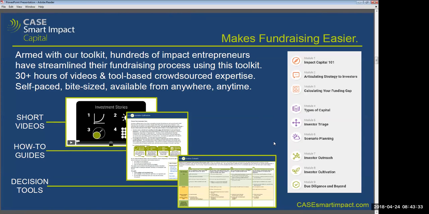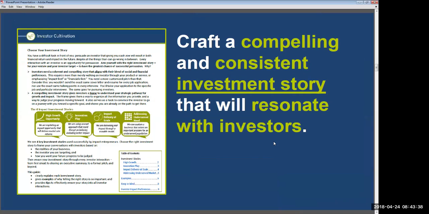And as part of that, a really important part of that is, what's the story that you are actually going to tell to investors to intrigue them and get them to want to learn more about the opportunity to either fund you or invest with you.